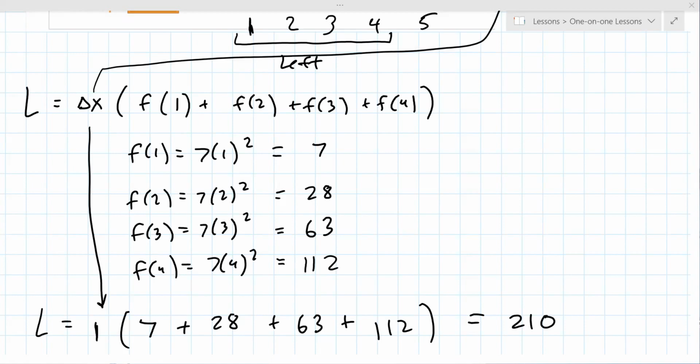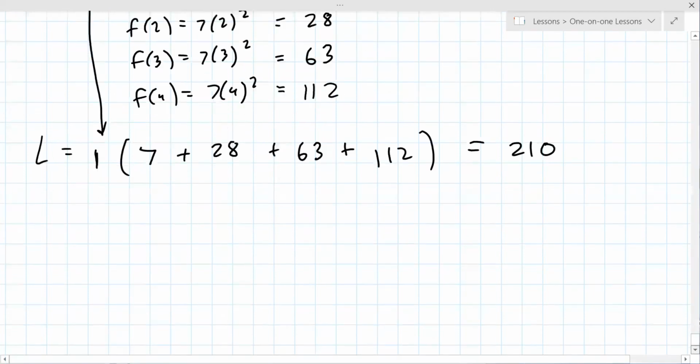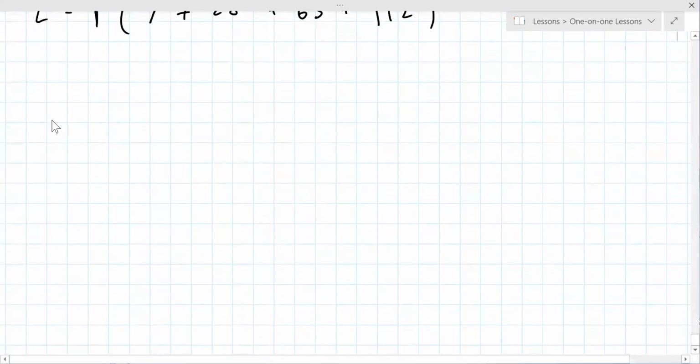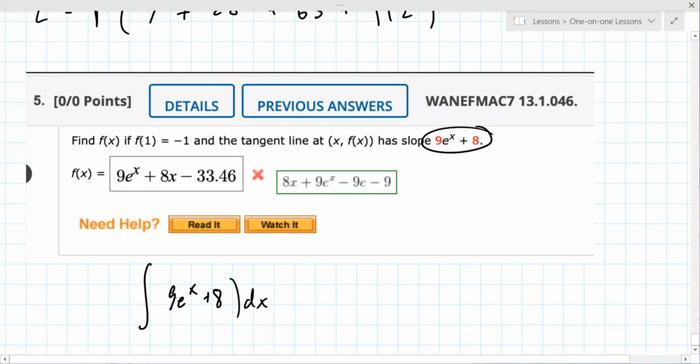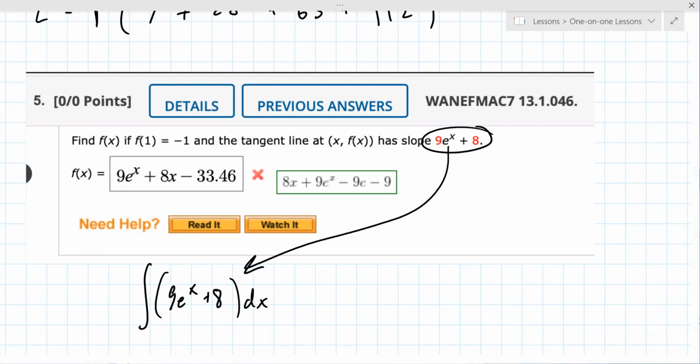Okay, so we're going to look at number 5. Number 5, it's when you know what to do with this question that I'm about to snip in here. You realize, okay, if I know the recipe, I know what to do. So whenever you see this question, you're going to integrate 9e to the x plus 8. You're going to take this and integrate it. Okay, so see if you can do that on your own right now. It's a pretty straightforward integral. See if you can come up with that.